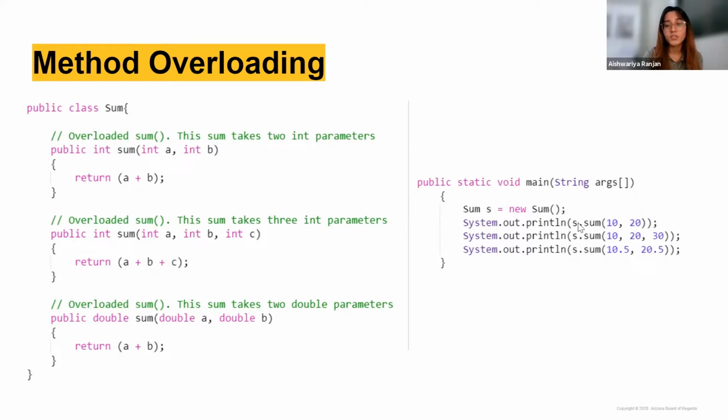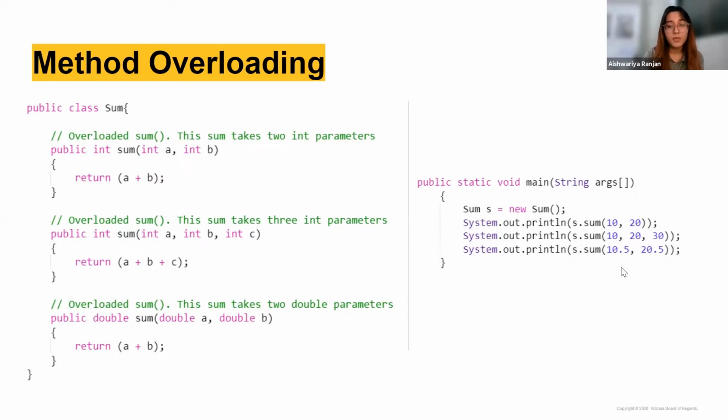So these are 2 integer values. So it's going to call the first method over here because the actual parameters, which are the values you're putting in, match the formal parameter list over here. So it's going to call this particular method. And it's going to return a plus b, and it's going to be an int answer. Then in the second line, the parameter list changes. So the actual parameter list now has 3 integers, and it matches this second method over here. So this is what's going to be called.